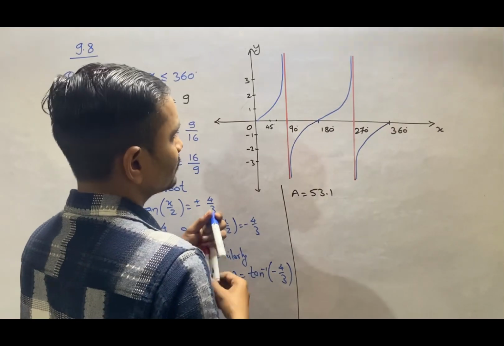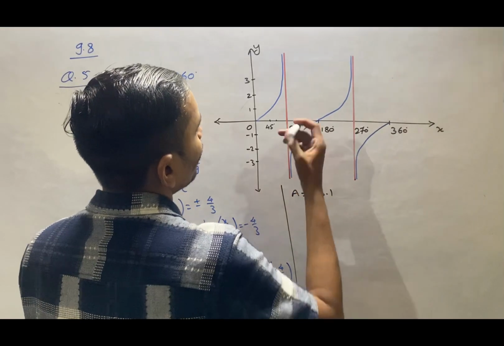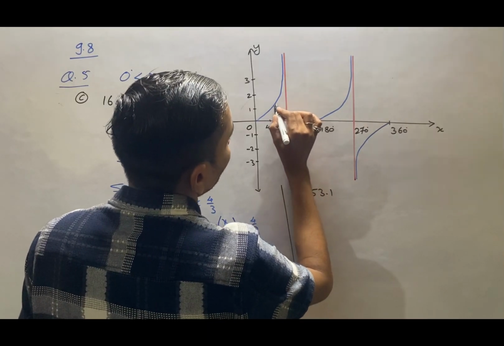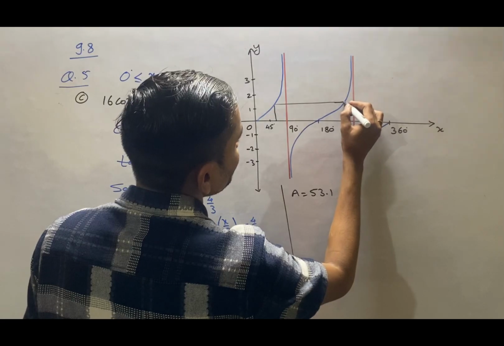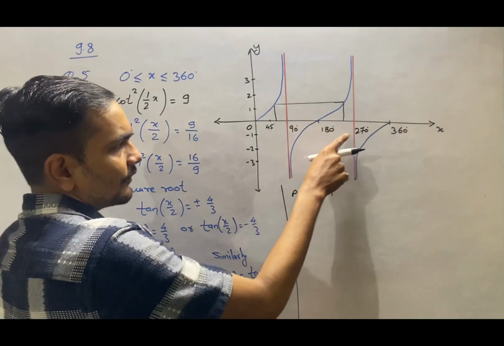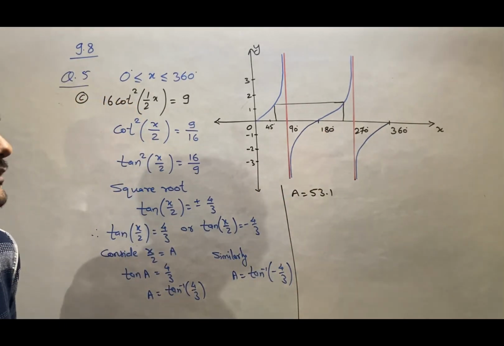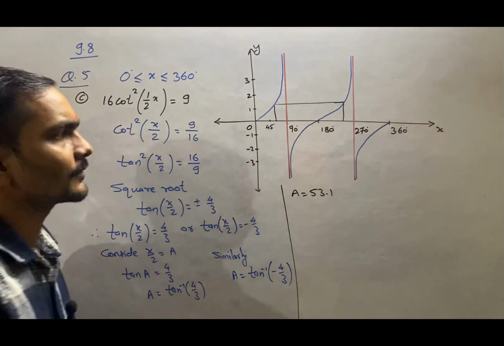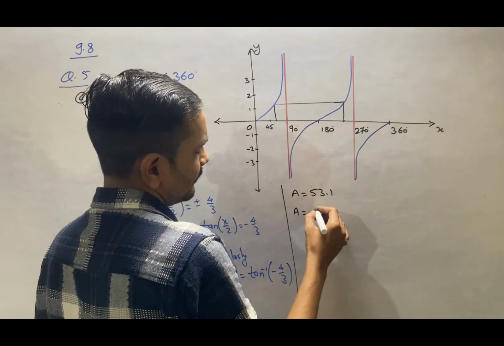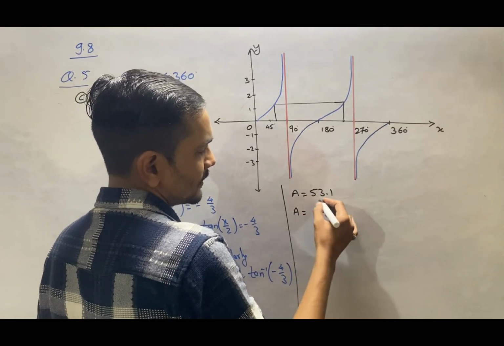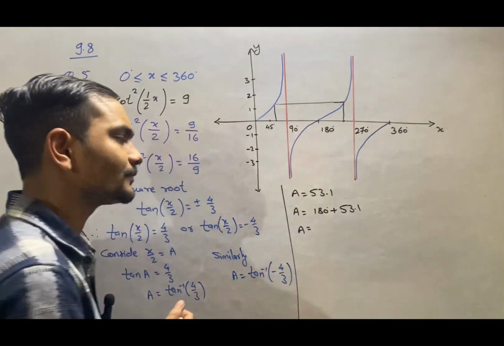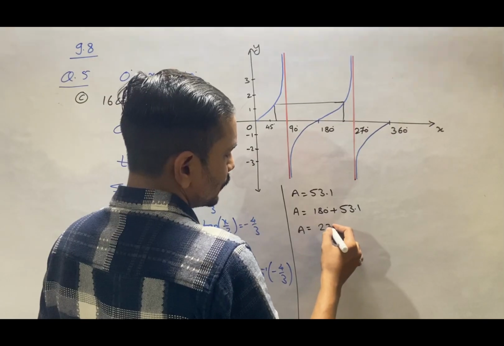Now draw a line parallel to the x-axis and perpendicular on the x-axis. In which quadrant are we? Third quadrant. For the third quadrant, what do we do? We add directly 180 plus the standard angle 53.1. If we add, we get 233.1.